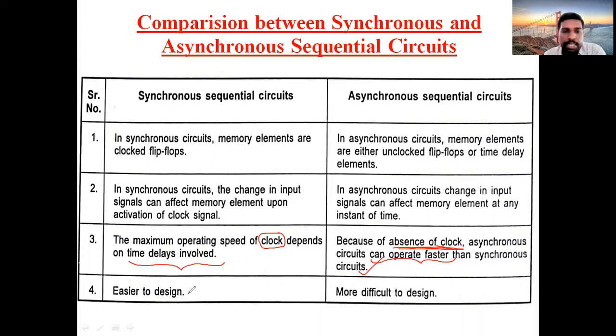It is easier for designing, and it is more difficult for designing. These are the four basic comparisons. Among all of these, this is the important concept. Why? Because in the asynchronous part, this is the only positive thing we are seeing: these circuits can operate faster than the synchronous mode of circuits.